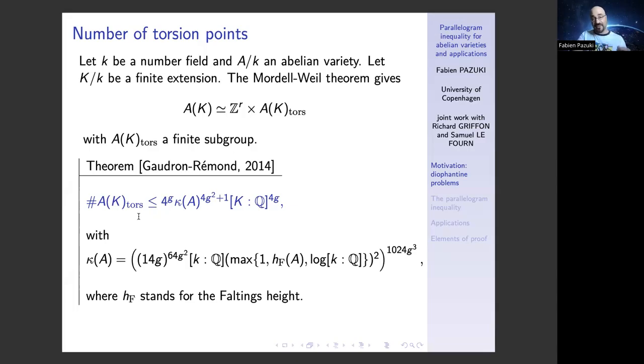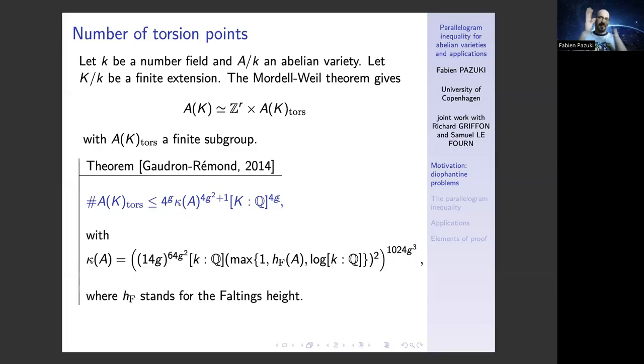The size of this subgroup is then bounded above by what? Some constant, I mean, an expression depending only on the dimension, an expression that is a bit complicated, to the power 4g squared plus 1. And then you have the degree of the field of rationality of the point to the power 4g.